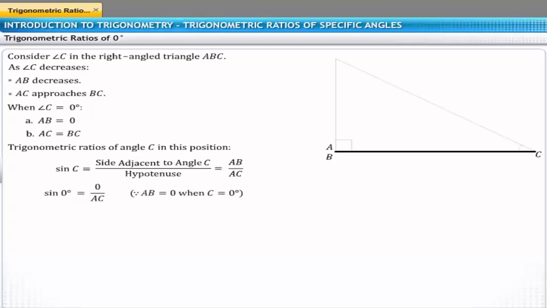0 divided by any quantity is 0. Thus, we can say that sin 0 is equal to 0.